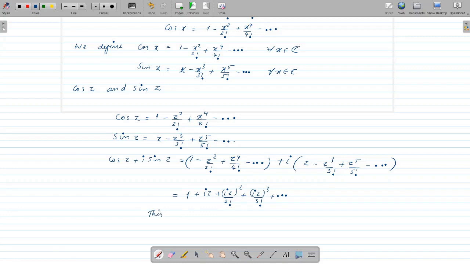this is nothing but e raised to iz. Okay, we already discussed what is e raised to z for a complex number. So this will give e raised to iz. That means even if this z is a complex number, you can get the equation e raised to iz is equal to cos z plus i sin z. Okay, we have already seen this equation for real values of x. So this is also true for complex values. That is what we have to establish here: e raised to iz can be written as cos z plus i sin z for all z belongs to C.